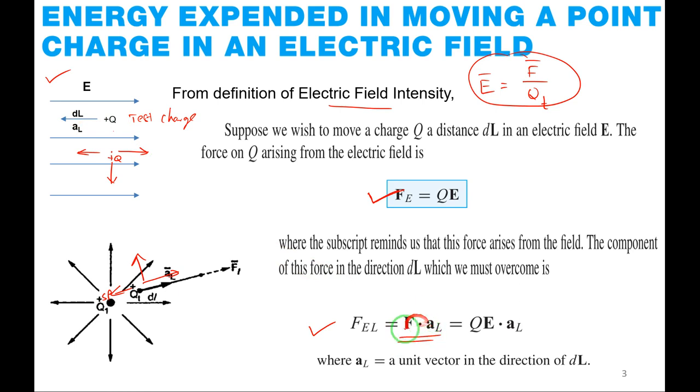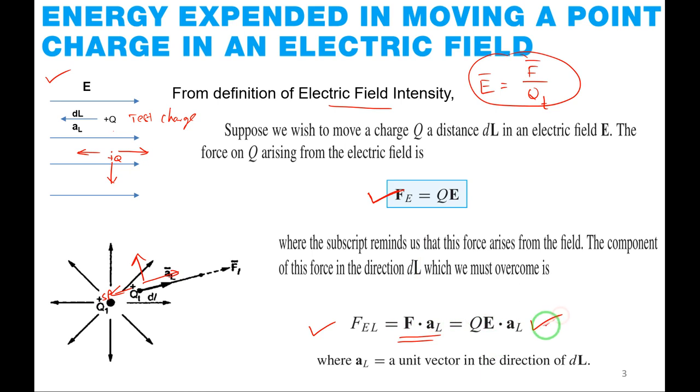The dot product of two vectors is a scalar quantity, FEL. FE indicates the force experienced by the charge in the field, and L indicates it is moved in the direction of the al vector. So FEL, this is the magnitude of the force, and it is expressed by the dot product of two vectors, F vector into al vector, where al is the unit vector in the direction of dl vector, right? Then what is this F? F is equal to Q into E. Substitute F is equal to Q into E, Q into E into al vector.